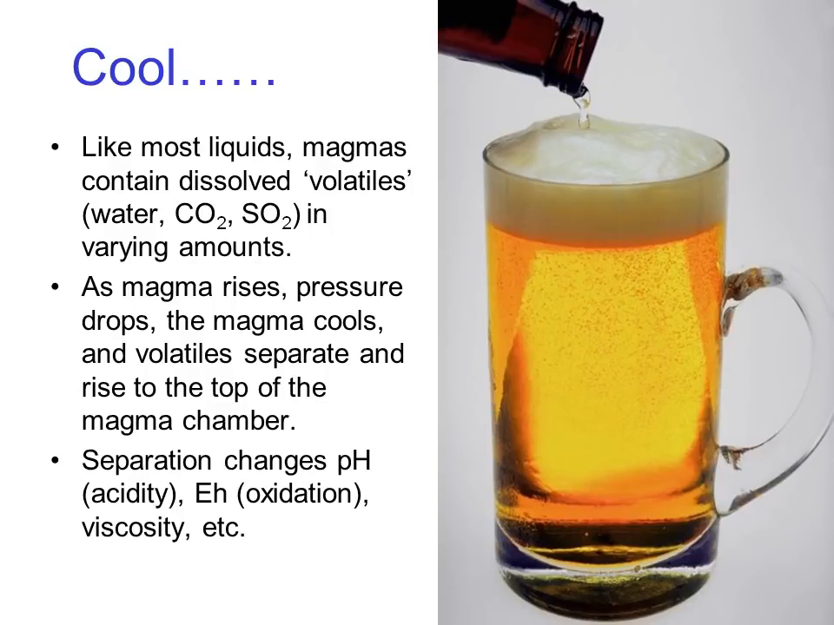Beer is a great analogy for cooling magmas. Like beer, magmas contain varying amounts of dissolved volatiles, such as water, carbon dioxide, and sulfur dioxide. As magma rises, the pressure drops. The magma cools, and the volatiles separate and rise to the top of the magma chamber, just like gas bubbles in a glass of beer or a newly opened bottle of beer. This separation of the volatiles changes the pH, or the acidity, the Eh, or oxidation, and the viscosity, etc., of both the gas and the remaining magma.